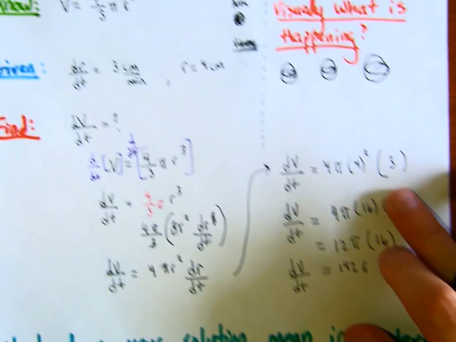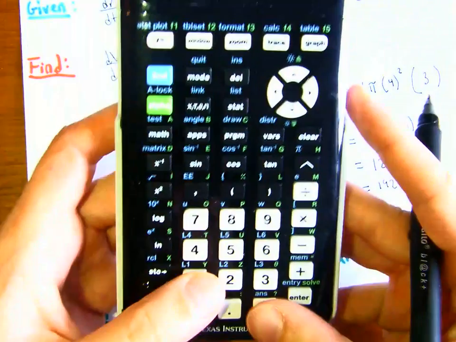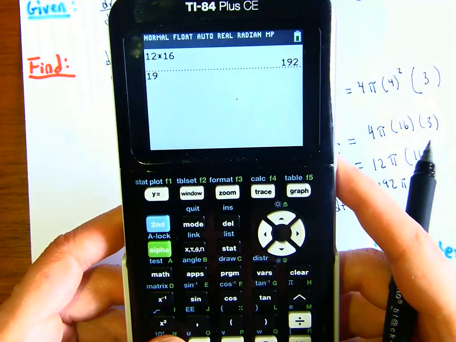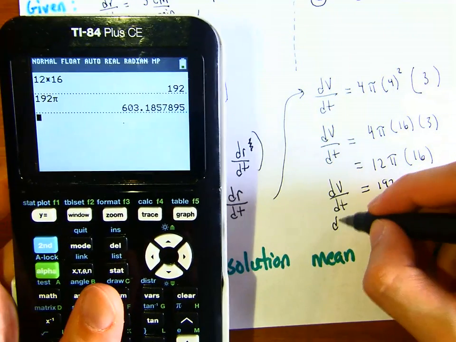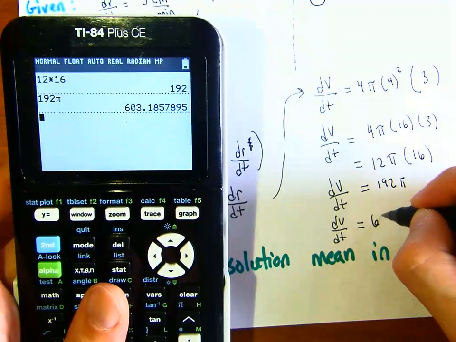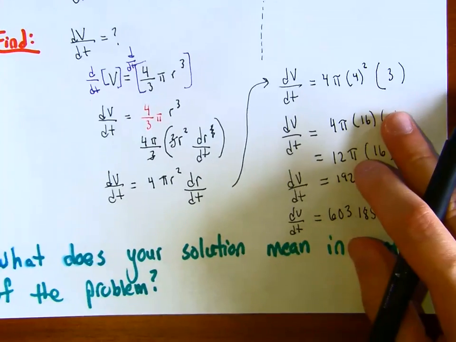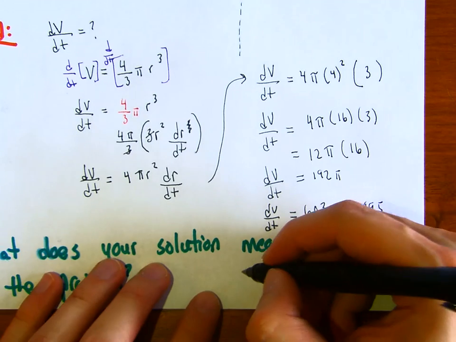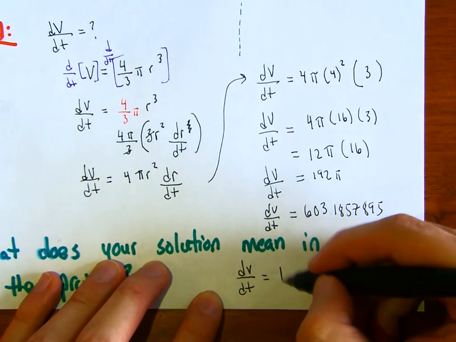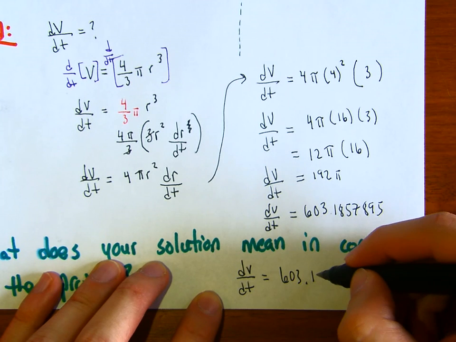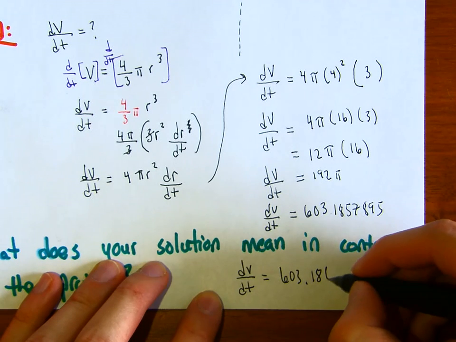And notice that the question is saying round your answer to 3 decimal places. So let's do 192, and you could do this in your calculator, times pi, and you get dV/dt is equal to 603.1857895. But now, what do we need to do? We need to round it to 3 significant digits. So we have 603.18, and notice that here we have a 5/7, so this becomes a 6.